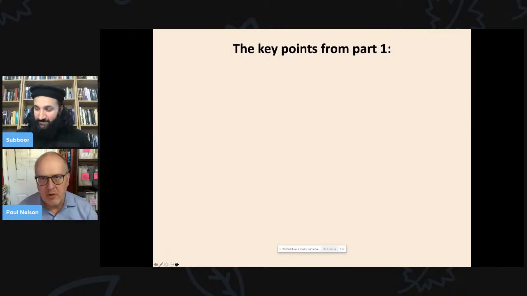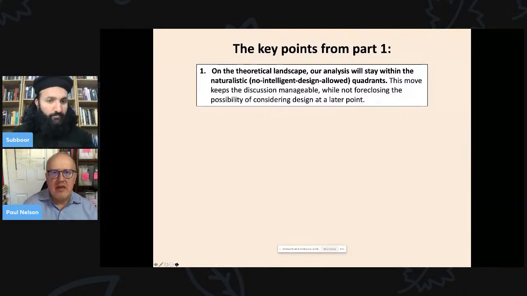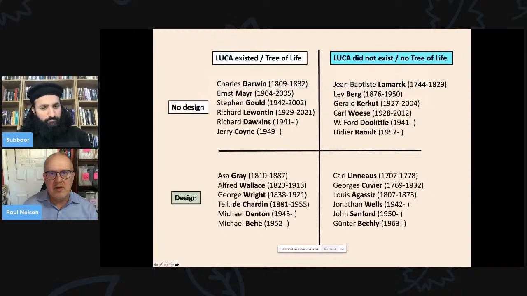So the key points from part one, just to recapitulate for those who may have missed it or don't remember. What do I mean by theoretical landscape? Well, it's a landscape with 4 quadrants. And actually, I can show you them here. So we have no design, that is, the investigator makes no appeal or may even allow no appeal to a designing intelligence, versus design, where that is a causal possibility.